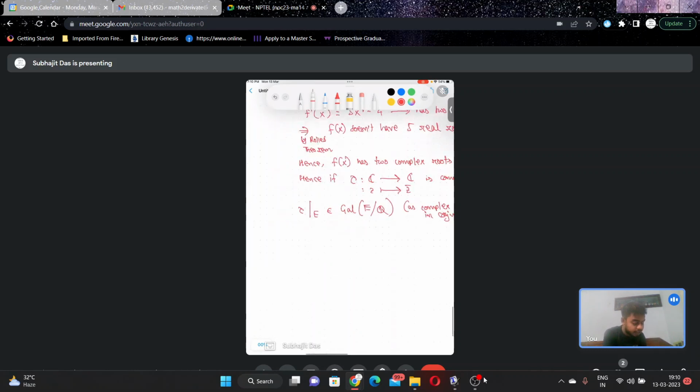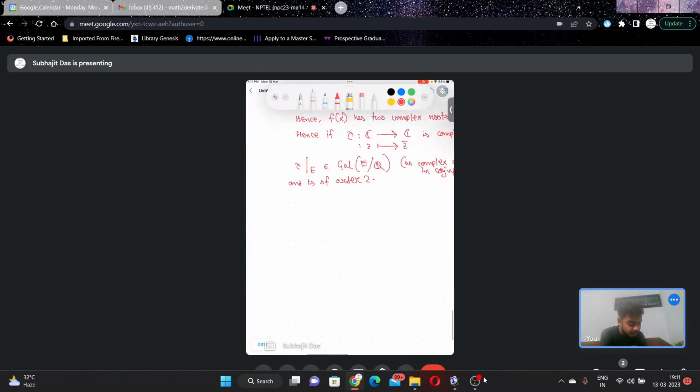So tau restricted to E is an element of the Galois group of E over Q and is of order 2. Precisely because we have proved that this polynomial has at least 2 complex roots which are conjugates to each other, right? So this element is an element of order 2. Thus, so till now we only know these facts, okay?